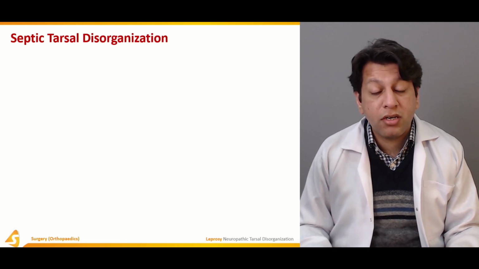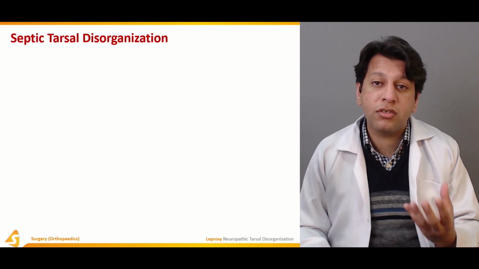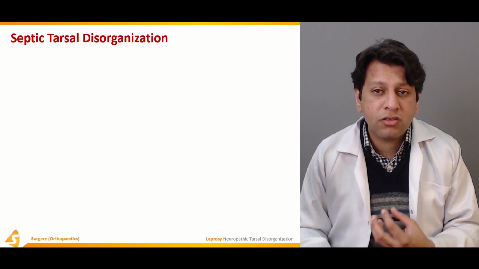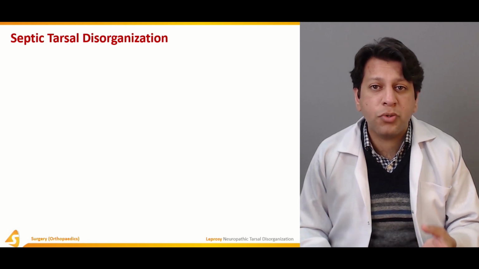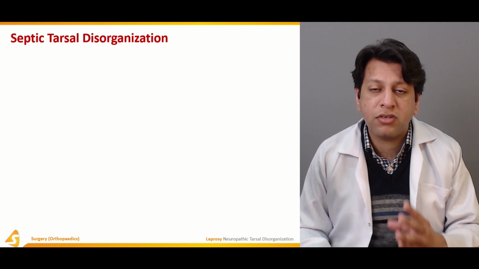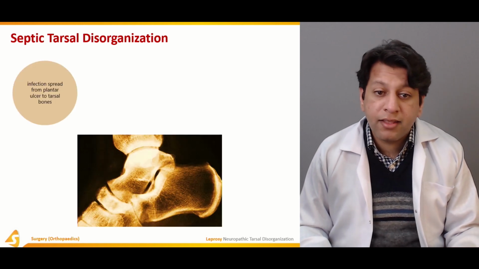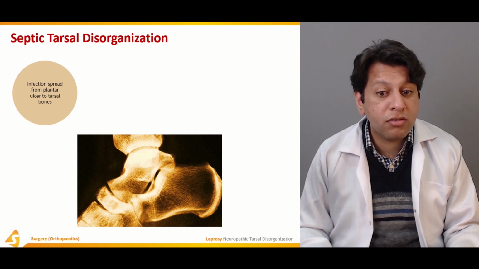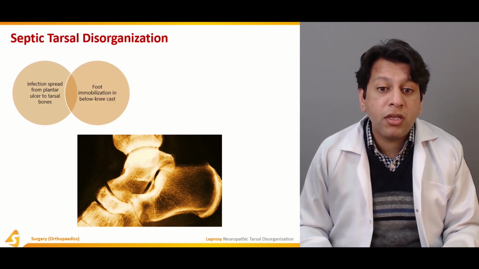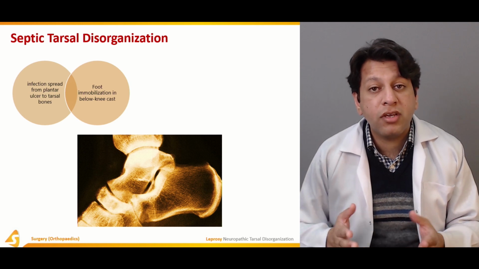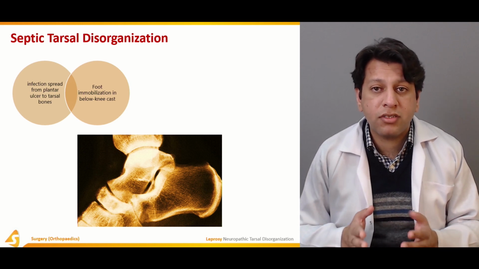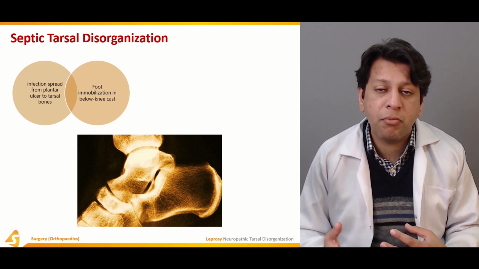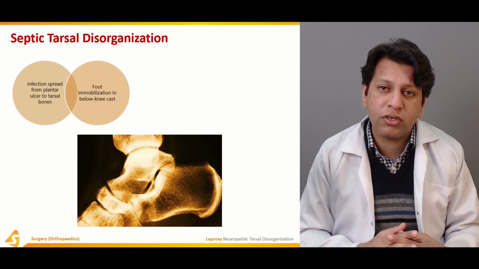The other problem is septic tarsal disorganization. This is due to sepsis which has occurred over the tarsal area, which has caused necrosis of the ligaments and the joints, and eventually leads to tarsal disorganization, which is mainly septic. This causes infection, which is spread from the plantar tarsal to the tarsal bones. The foot may be immobilized in a below-knee cast, but we have to remember that if there is some kind of an abscess or a wound, an ulcer, then we may have to go surgically to debride that and then give them a total contact cast.